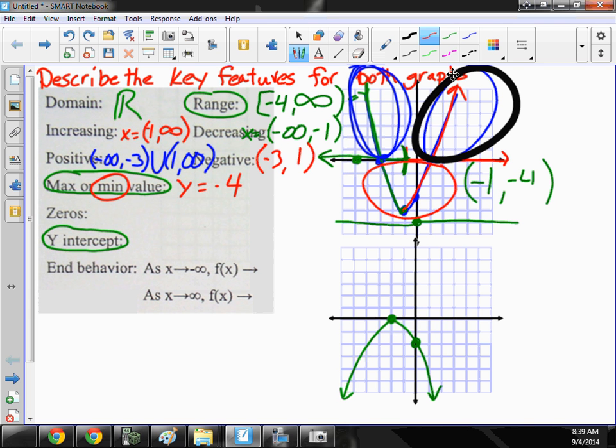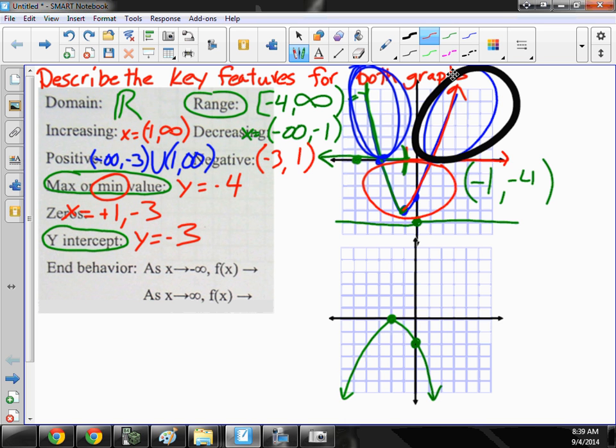All right, what are the zeros? Negative 3 and positive 1. What is the y-intercept? Negative 3. Y equals negative 3.